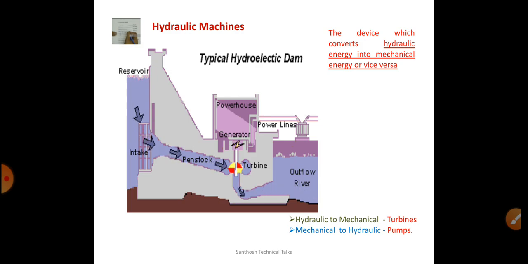So here the turbine is a work producing device and the pump is a work taking device. It takes the work and produces hydraulic energy. So that is the difference between the turbine as well as the pump.